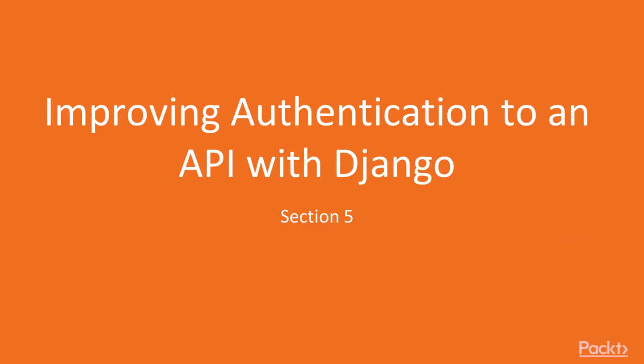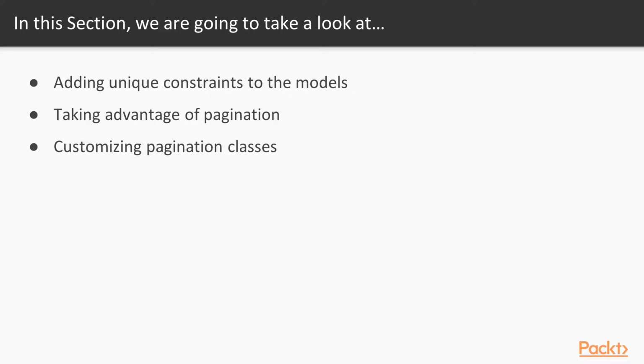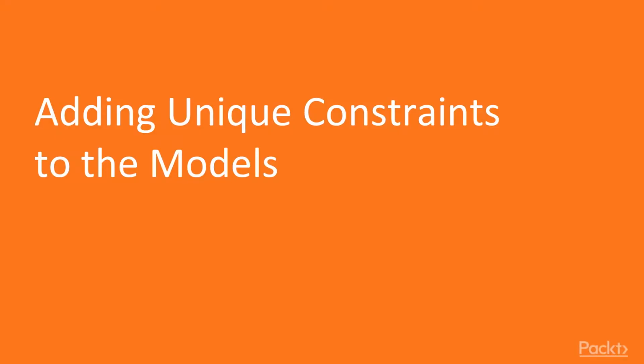Hi guys, welcome to the next section, which is improving authentication to an API with Django. In this section, we will be adding unique constraints to the model and updating the database. We will make it easy to update single fields with the patch method, and we will take advantage of pagination. Now we move on to the first video of this section that deals with adding unique constraints to the models.